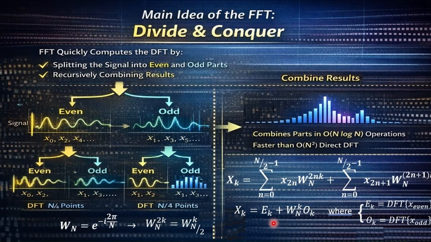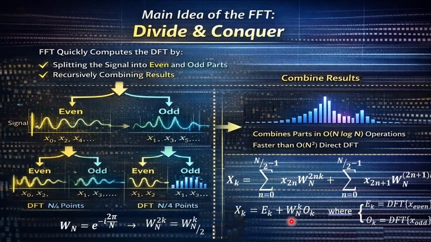So instead of computing one DFT of size n, we compute two DFTs of size n/2 followed by a simple combination step. And this process can be repeated recursively. By repeatedly splitting the problem into smaller transforms, the computational complexity is dramatically reduced. Instead of O(n²), the complexity becomes approximately O(n log n).